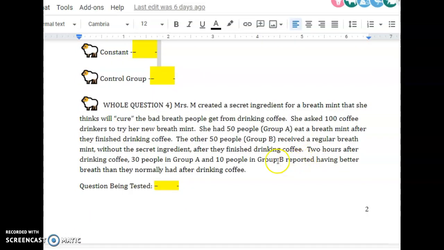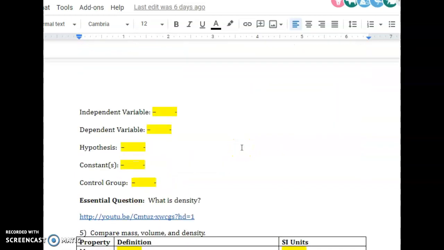And the control group in this one's a little tougher. The 50 people received a regular breath mint in this case. It doesn't say they got water, but this is a regular breath mint because we're testing to see if the ingredient works. And in this case, this one did not have the ingredient, so if group B got better with just a plain old breath mint, it may not be the ingredient that's doing the job. So control in this case is group B.